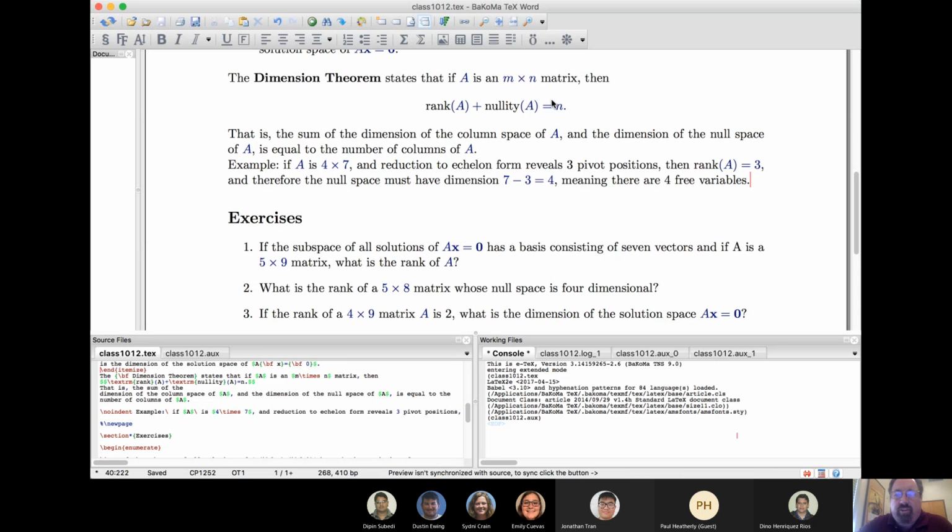All right, so this is one of the things that you're using. Okay, here rank is what you're looking for, and n is the number of columns, so that figures into it. So the only thing missing here is the dimension of the null space. Anyone?